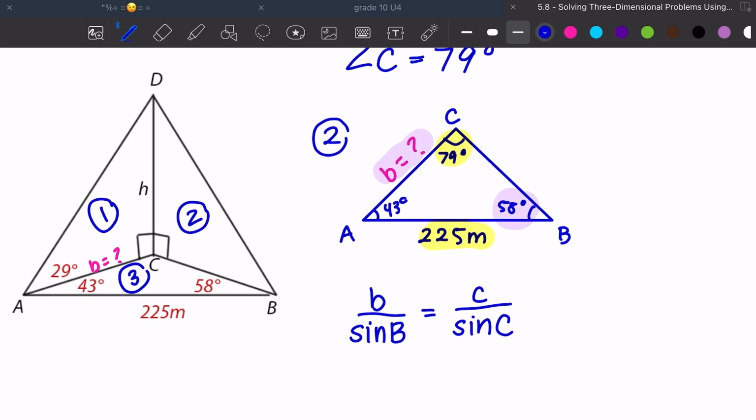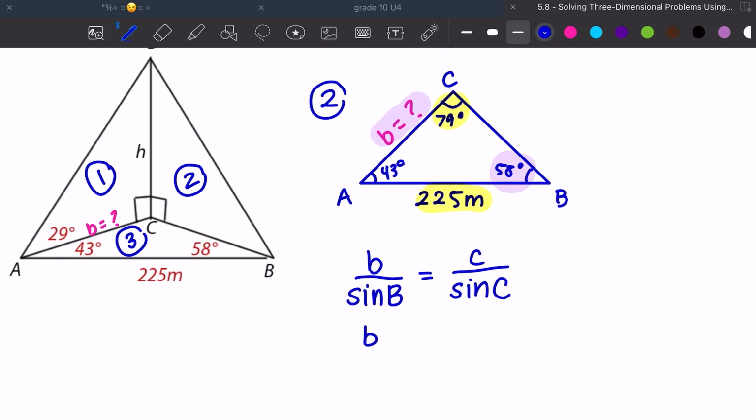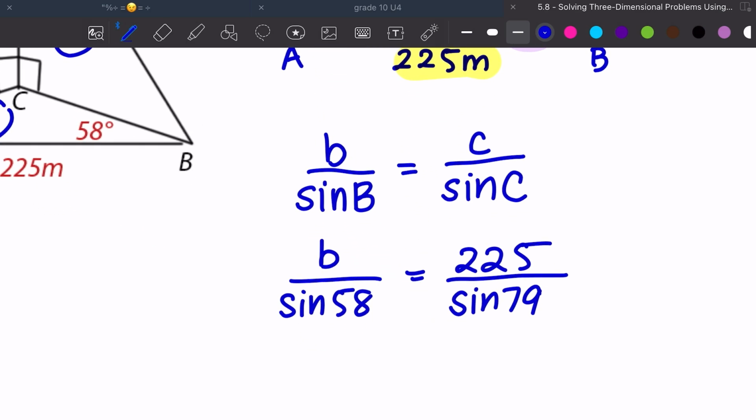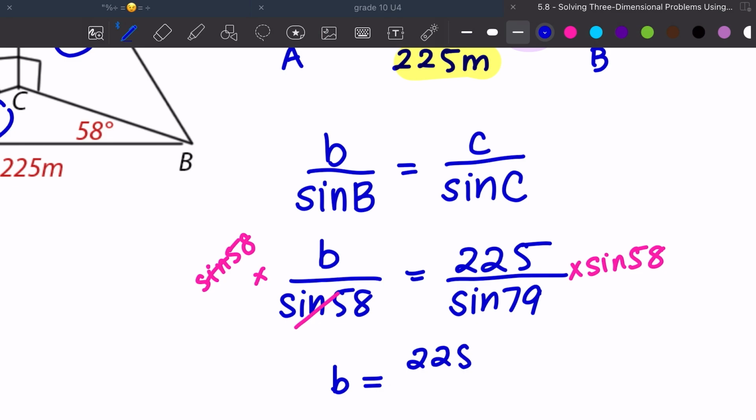And we're just going to fill in the information we know. B is unknown, so it stays B. But I have its angle. That's 58. And then C is 225, all over sine 79, which if I want to get rid of this denominator, I've got to times both sides by it. Right, so that's going to leave me with B is equal to, right, if you want to draw this here or write this here, you can. So that cancels out. This is going to be 225 sine 58 all over sine 79.